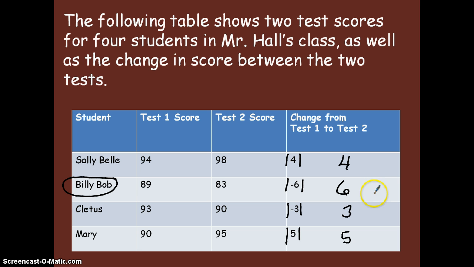The person whose score stayed closest to the original score would be Cletus. 3 is the least value of these, and so it shows that he changed the least. So even though he went down from 93 to 90, he changed the least. His absolute value of change would be 3.